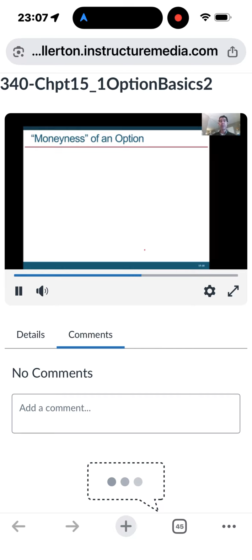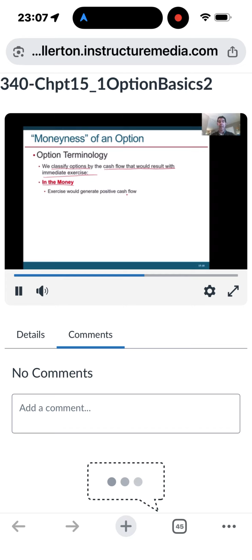So along with that comes the moneyness of an option. What is moneyness? This is option terminology, used to classify an option by the cash flow that would result with immediate exercise. That is, you're looking at an option and saying, hey, if I exercise it right now, would it have value? We specify some terms to represent that, called moneyness terms. The first term is in the money. We say an option is in the money if exercise would generate a positive cash flow. That's basically you're looking at the option right now, and you say, if I exercised it right now, would it have value? Let's give an example of that.